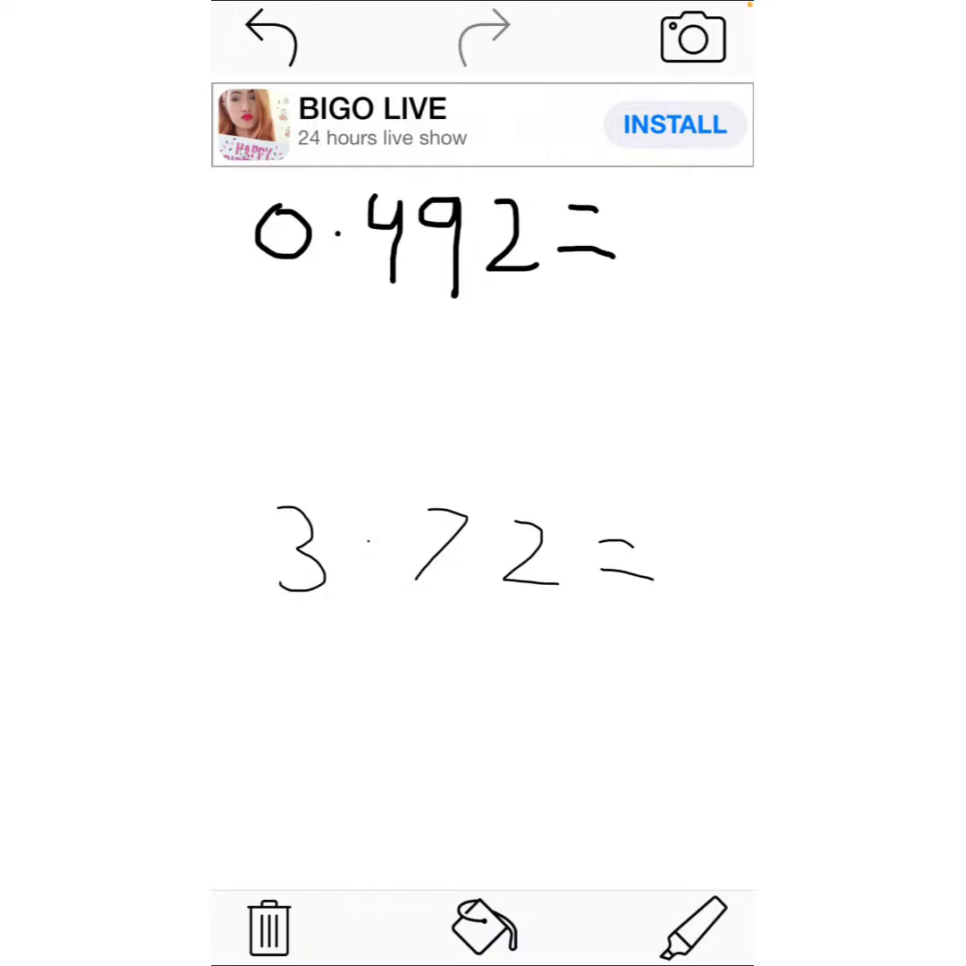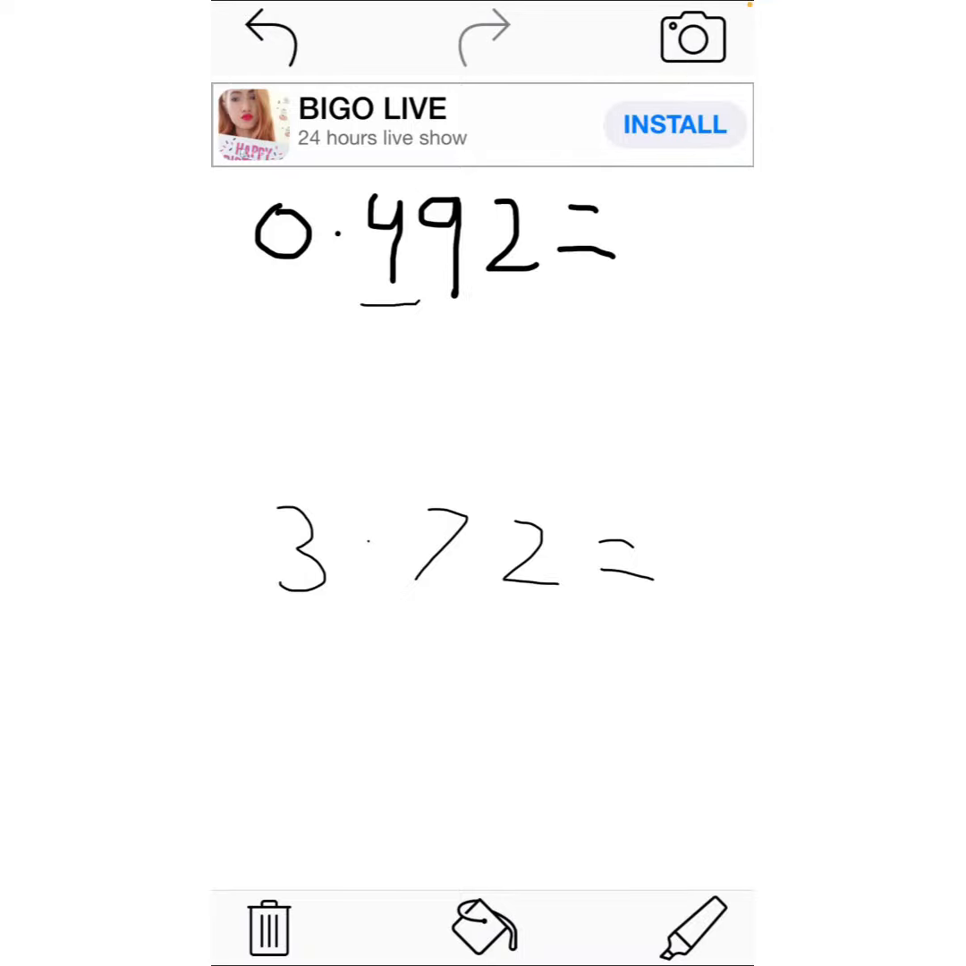So since we're rounding to the nearest tenth, let's underline the tenth digit. Alright, then what you're gonna do is you're gonna look at the next digit. If it is 5 or more, you're gonna add one more. But if it is 4 or less, you're gonna let it rest.